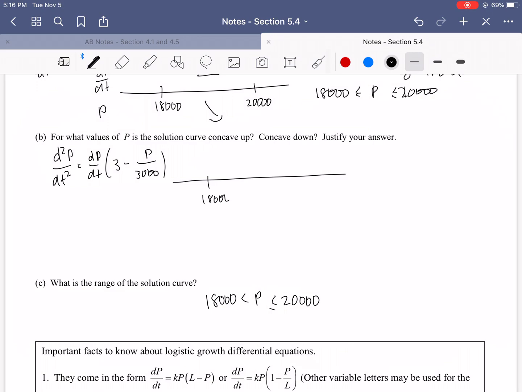So if I just put 18,000 and 20,000 and I plug in 19,000, then this right here is going to be negative, and this right here is also going to be negative, and so that will give me a positive, which means that p is going to be concave up. So p will always be concave up whenever the initial population is bigger than the carrying capacity. So on the entire range here, p is going to be concave up.